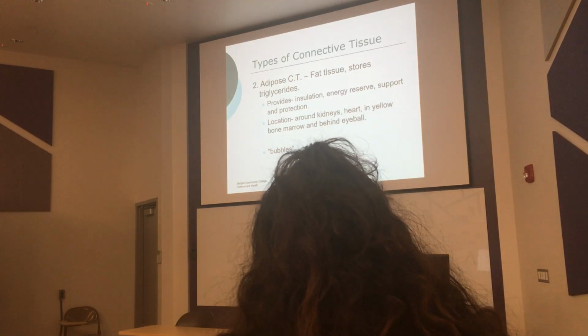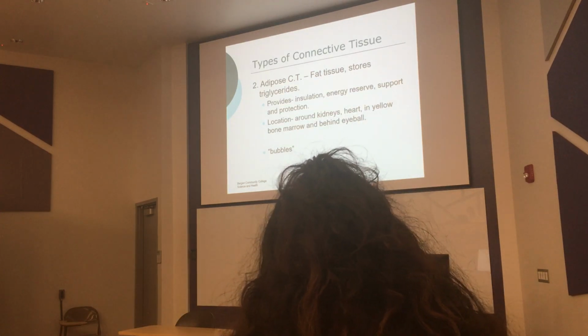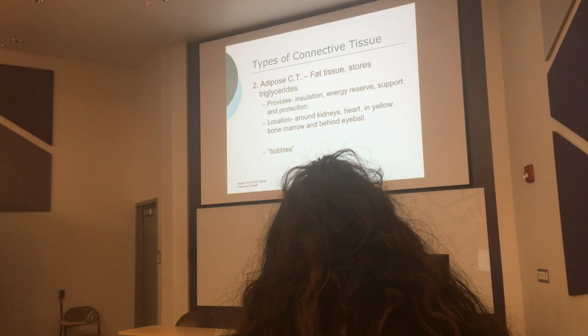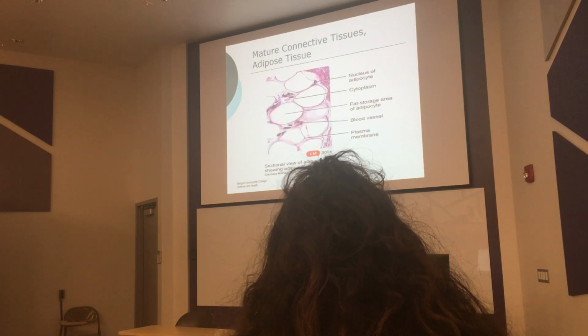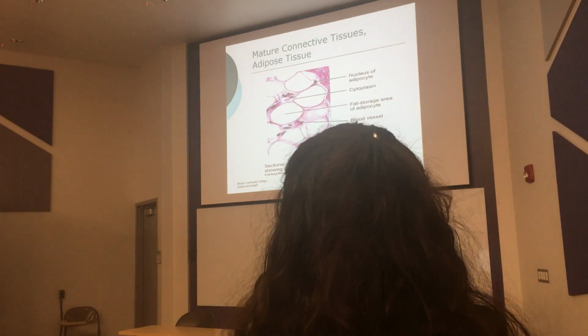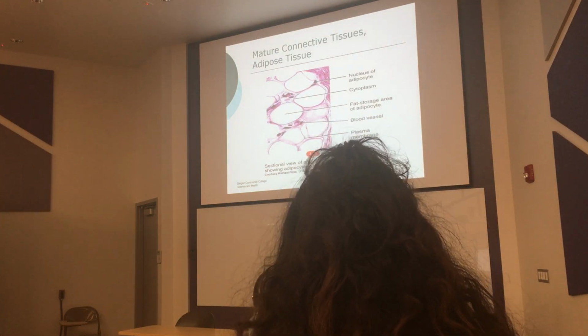Again, it's located around the kidneys, heart, and yellow bone marrow, which is in the shaft of our bones, and behind the eyeball. If you're looking at this under the microscope, it looks like bubbles. Right here, this is the nucleus, and you have the plasma membrane. Nucleus, plasma membrane.